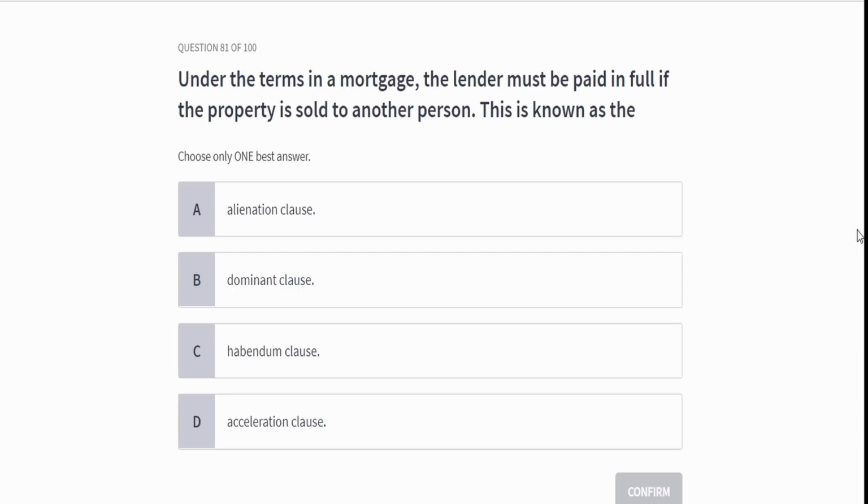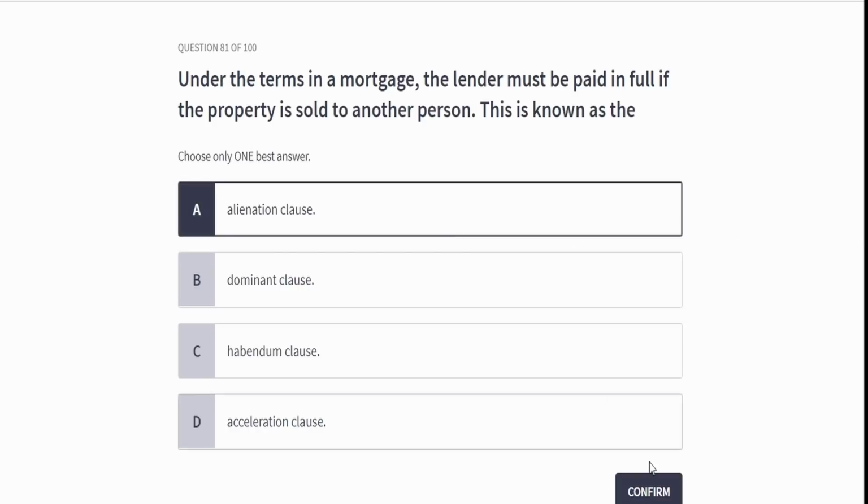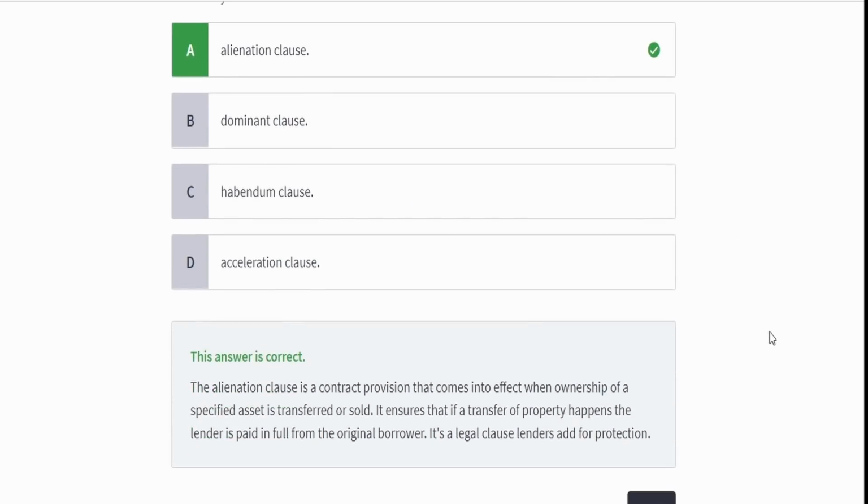Alrighty, so contract clauses. These are always super fun, or we're trying to make them fun. So when we are talking about the lender must be paid in full if the property is sold to another person, we are talking about A, the alienation clause. The alienation clause is a contract provision that comes into effect when ownership of a specified asset is transferred or sold. It ensures that if a transfer of property happens, the lender is paid in full from the original borrower. It's basically a legal clause that lenders add for protection.